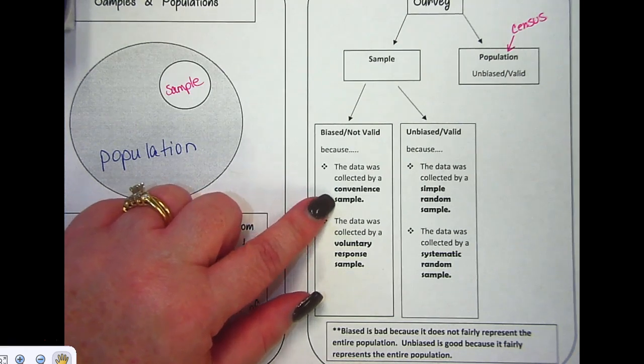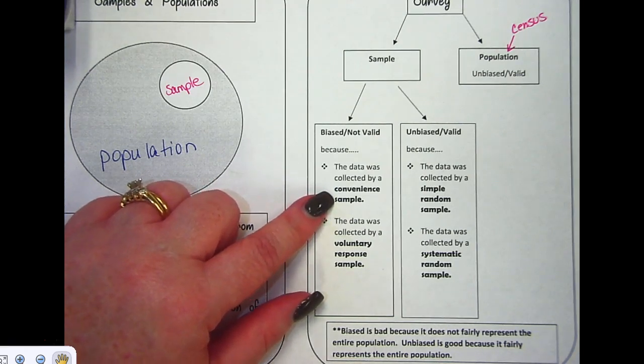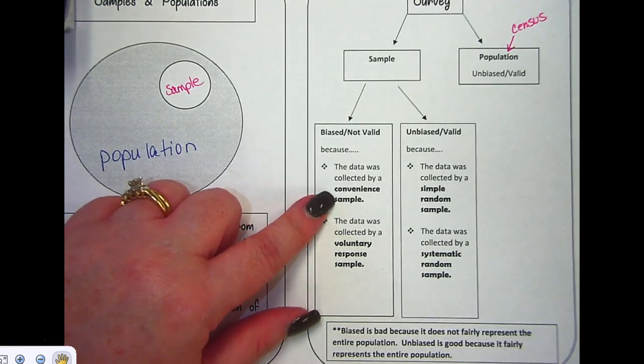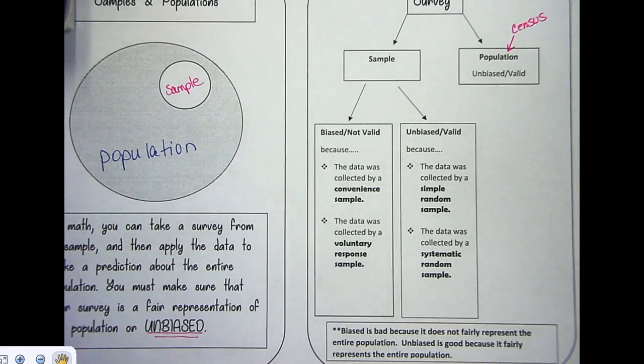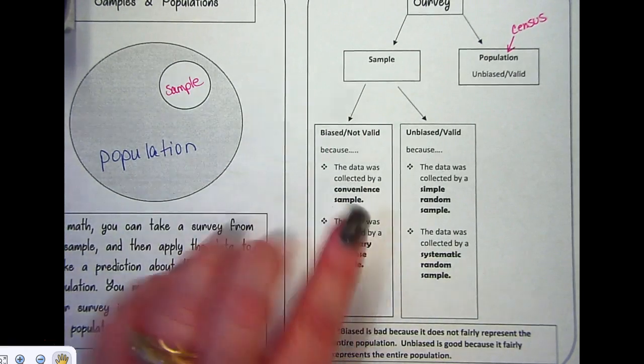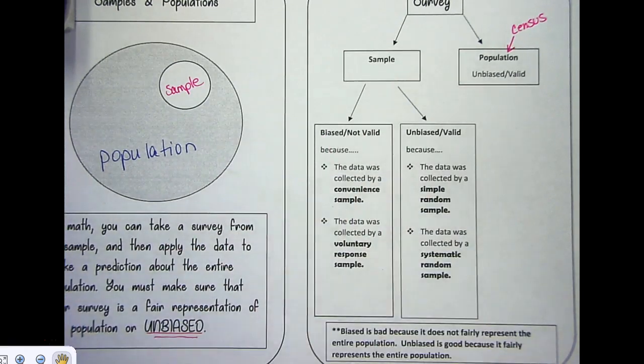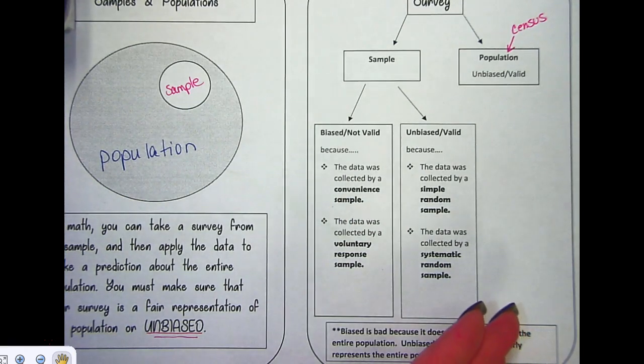So if you are doing something that is convenient for you, but you didn't make sure it was representative, that is biased and not valid. You are responsible for knowing these different ways to take a survey. I see that some of you look like you're bored and you're checked out. Y'all, you got to know this. All right.